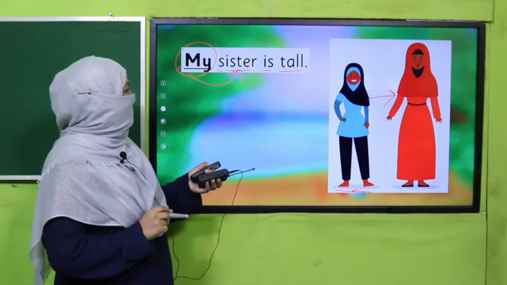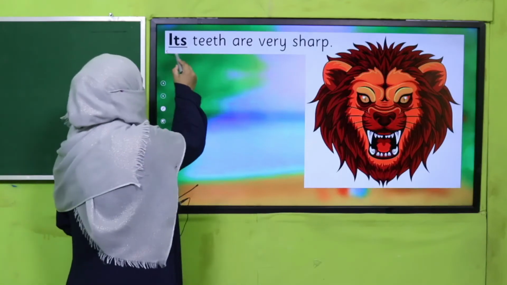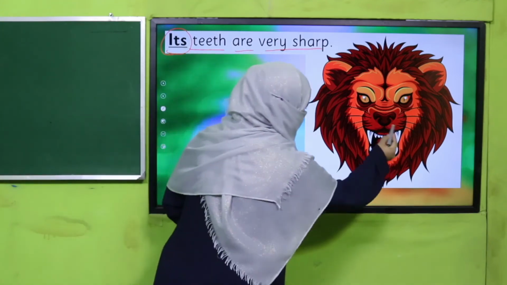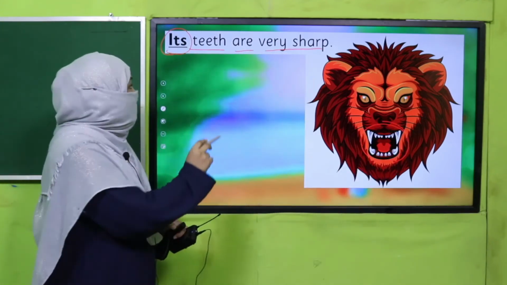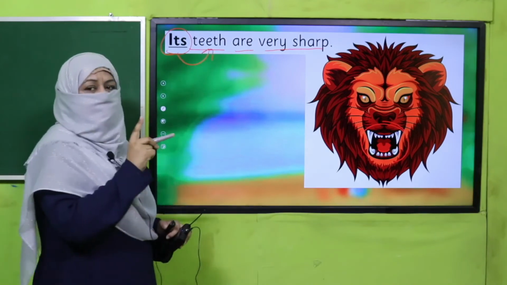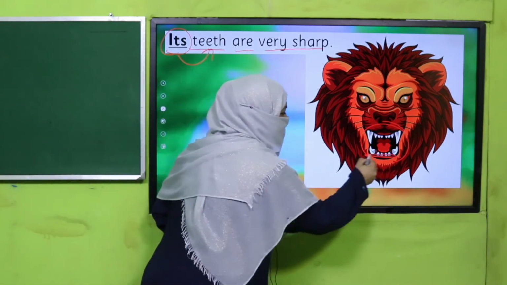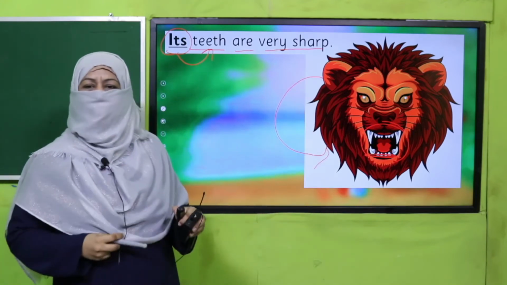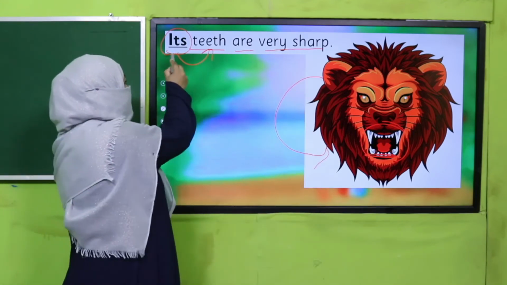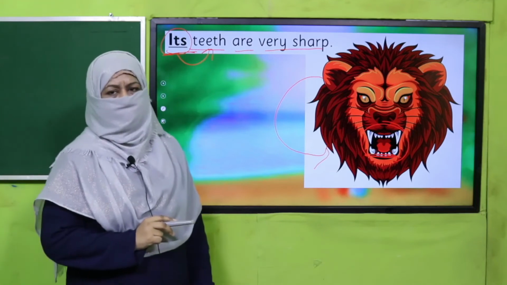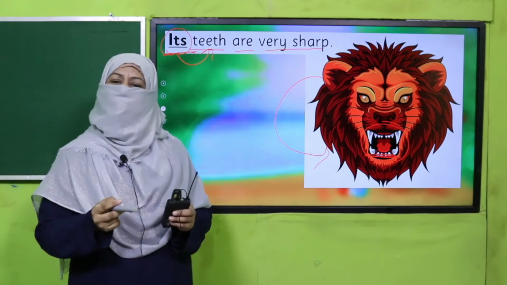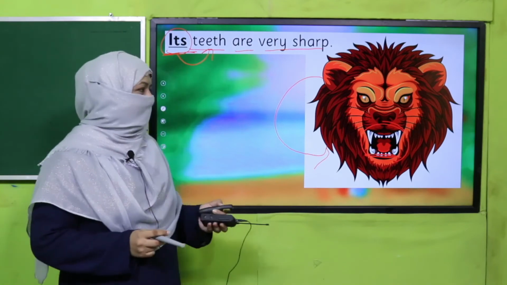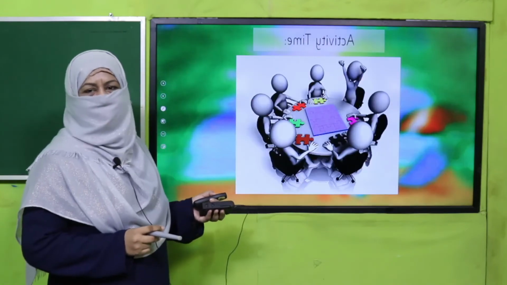Okay, all right. The next is its teeth are very sharp. Now look at its teeth. Oh, really? They are very sharp. So its teeth means these teeth which we are talking about, it is the owner of these teeth. That's why its teeth are very sharp, right? This is how we use possessive adjectives in sentences. Are you clear? Okay, so let's practice it through an activity.